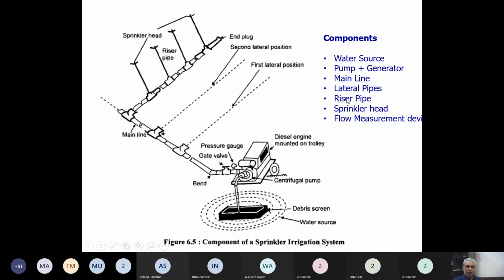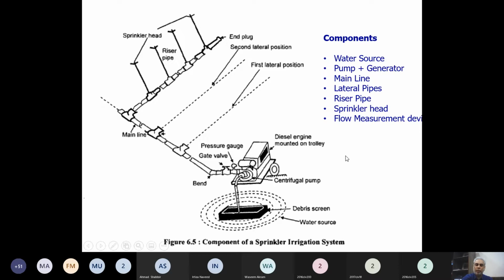In this method, the components which are required are mentioned over here. You should know them if you are thinking of installing a sprinkler irrigation system in a certain area. You will require these things. Of course, you need a water source. That can be a tube well, or a water supply channel, an irrigation supply channel, and the water is collected in a tank. So you need a reservoir or a well over there.